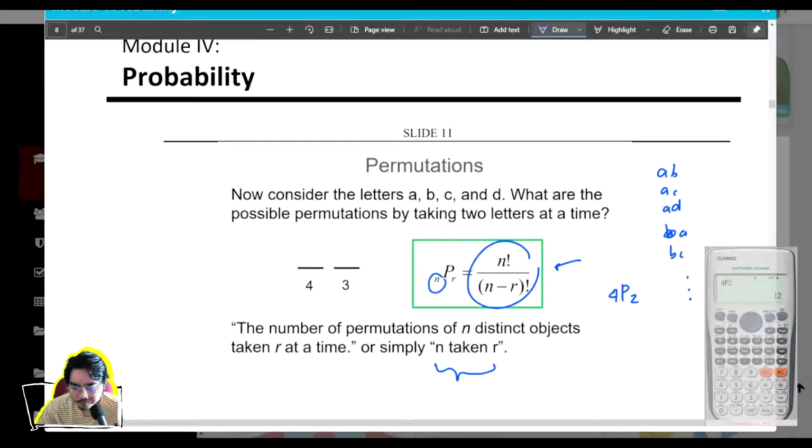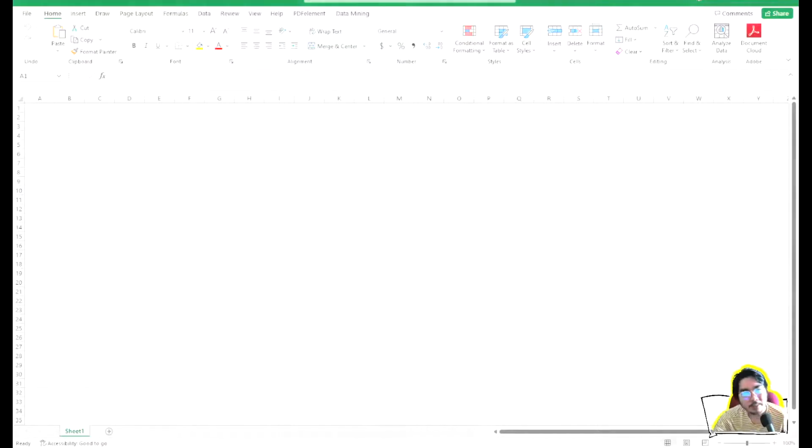Pwede rin, yung gamitin ko is actually Excel, no? So if I shift to Excel, punta tayo sa Excel. Wait, bakit hindi siya nakikita? Excel. Ayan.